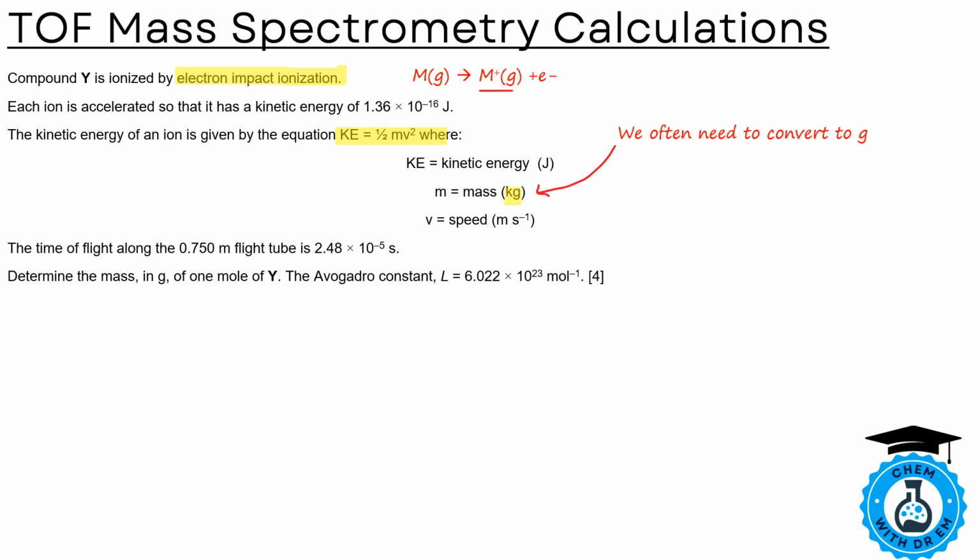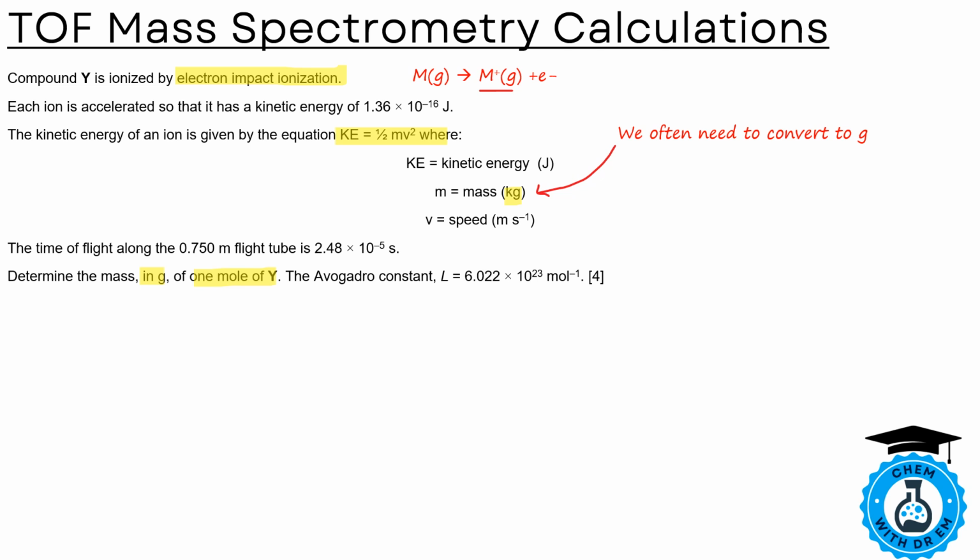And then in the question, it's given us the data for the length of the flight tube and then the time taken. The question actually wants us to determine the mass in grams. So yes, we will need to do a conversion of 1 mole of Y, not 1 ion, not 1 molecule, 1 mole of Y. And it's actually given us the Avogadro constant, 6.022 times 10 to the 23 as well here. And on the AQA spec, they only give you that if you actually need to use it in the question. So we are going to have to use that later.